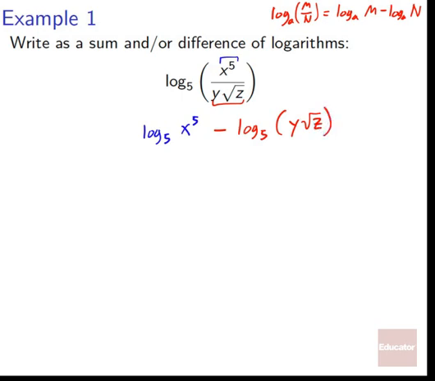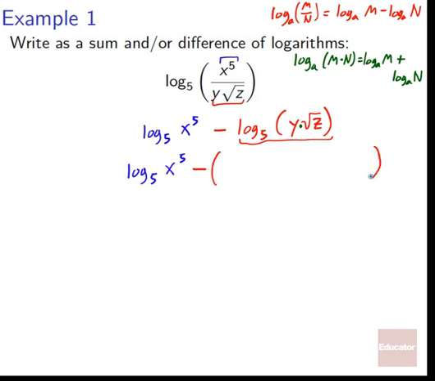Great. Now we also have the rule that log base a for any a of m times n equals log base a of m plus log base a of n. So we can split with addition as well. So we've got multiplication here, right? y times root z is what's really there. So log base 5 of x to the 5th minus, now notice we're splitting all of this here, so we're still subtracting by all of it, so we want to put it around parentheses because it is subtraction that we're doing here. So we now work on this thing here, log base a of m times n.